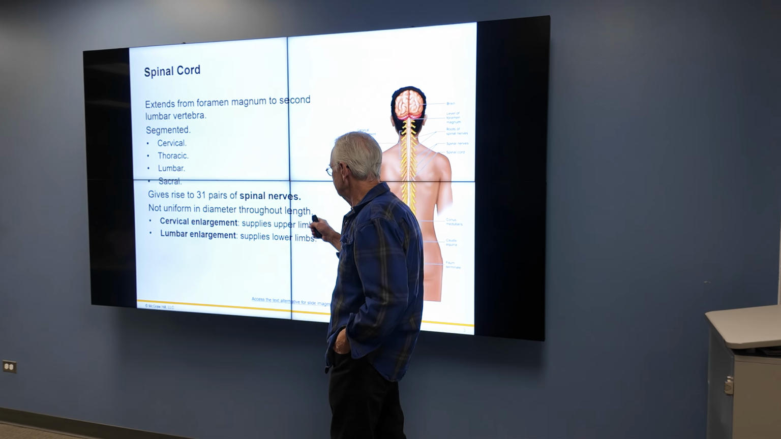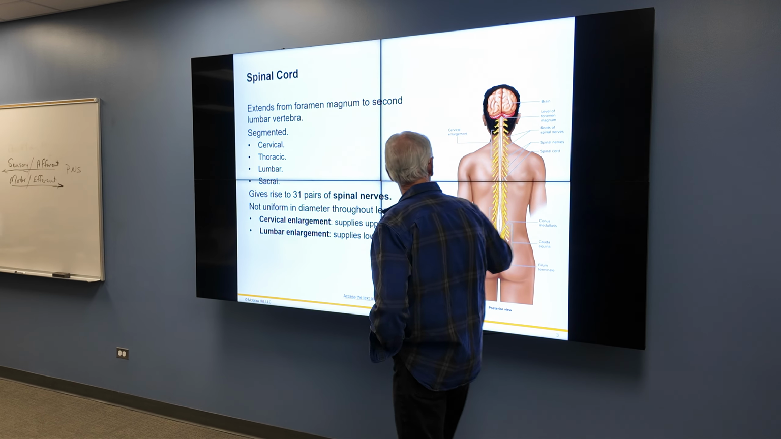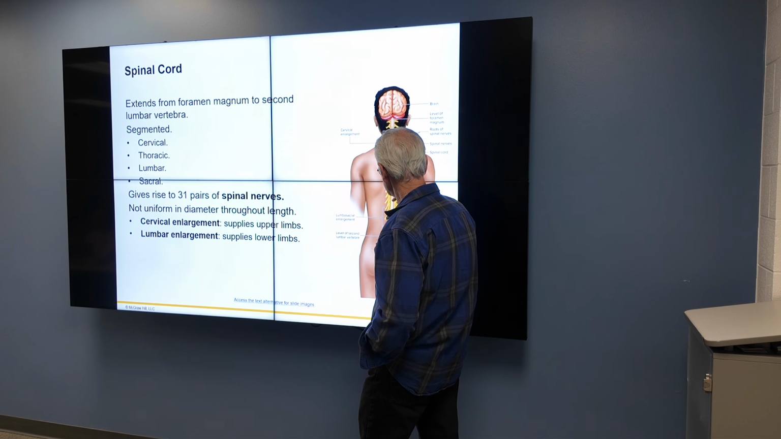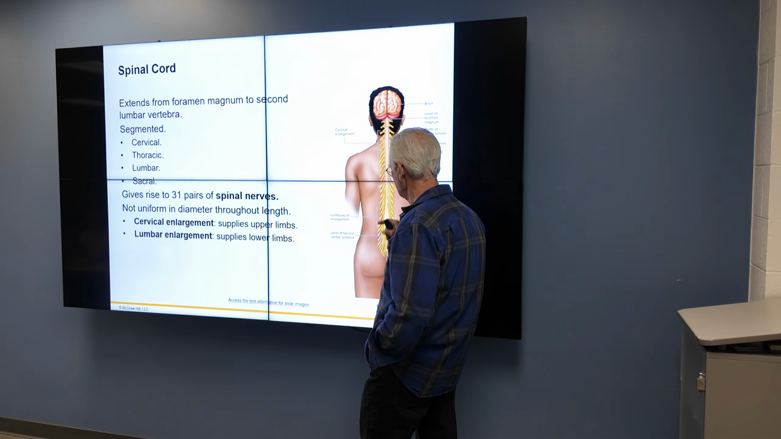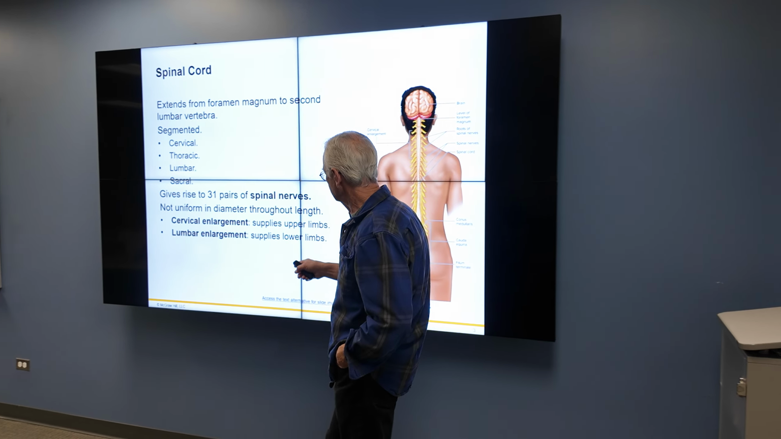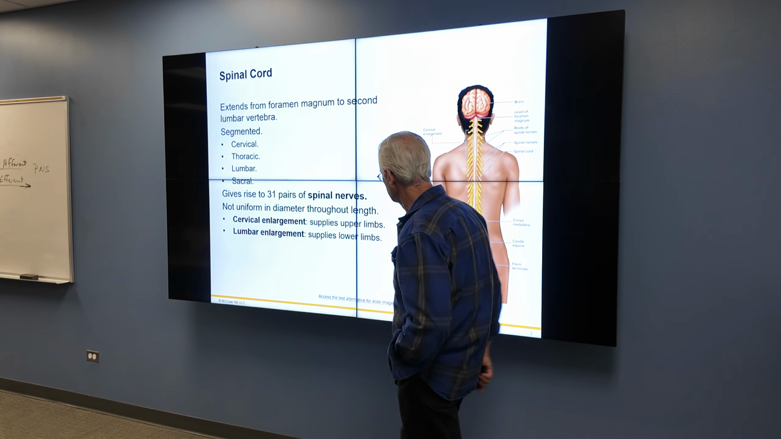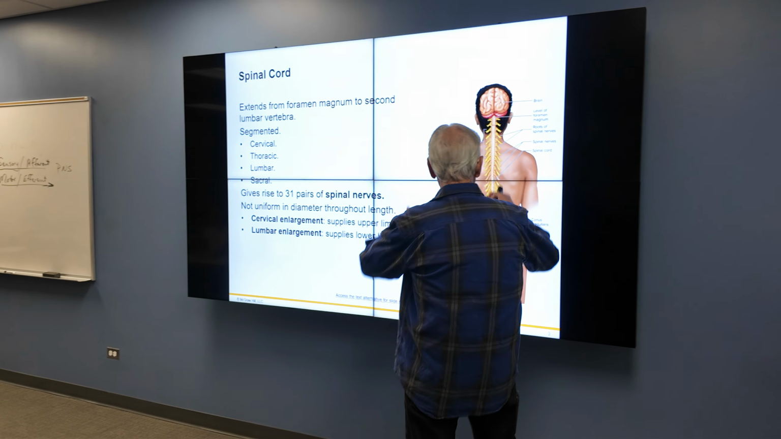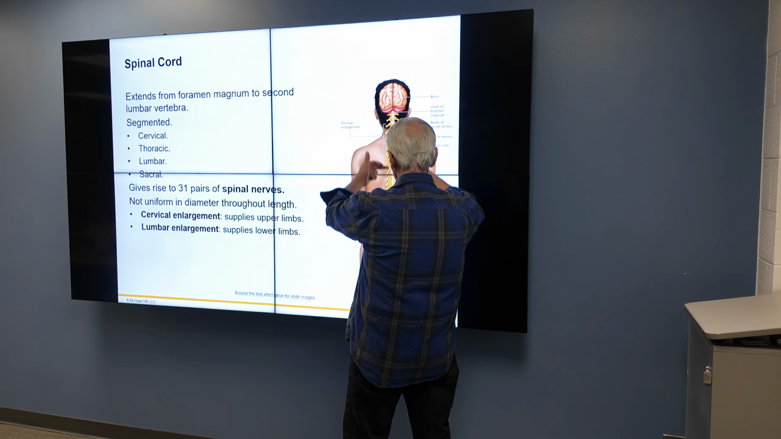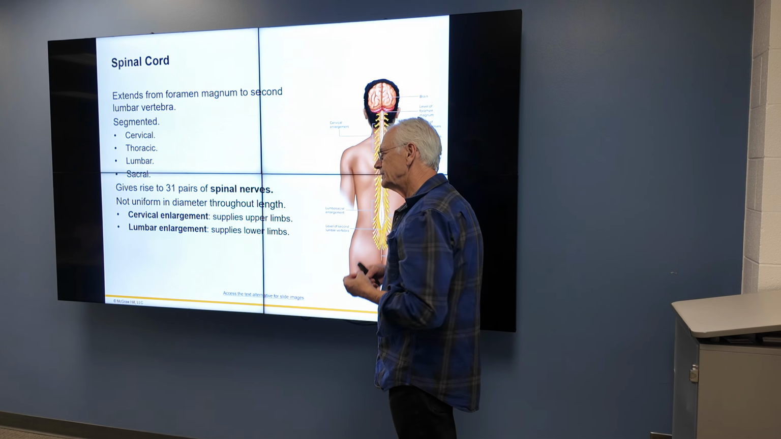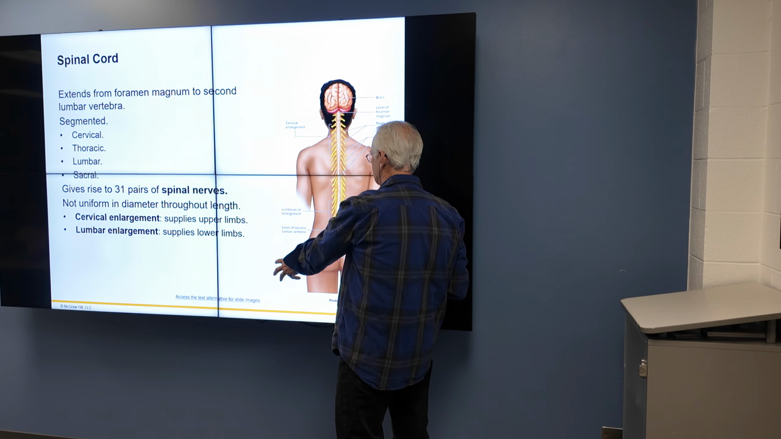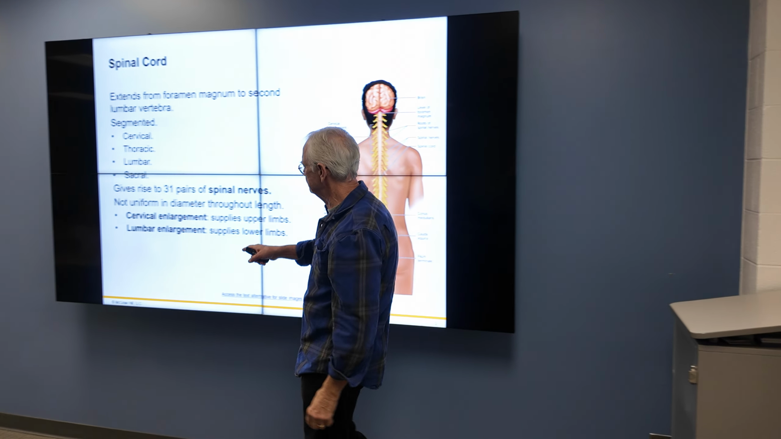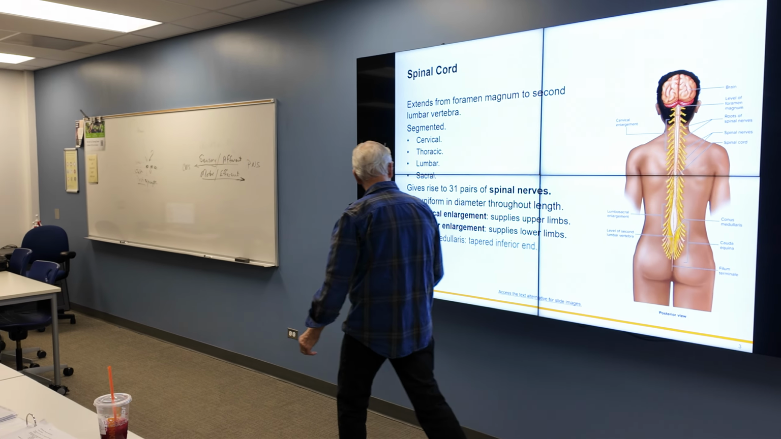It's not uniform in diameter throughout the length. We have a cervical enlargement. We see in the area here, there's a little bit, then it thins out through the thoracic, and then down in here we have the lumbar enlargement supplying the lower limbs. To a certain extent, that makes some sense. The thoracic area does not have the need for the extent of nerve communication out to the upper or lower extremities, which is provided by these enlargements right here.